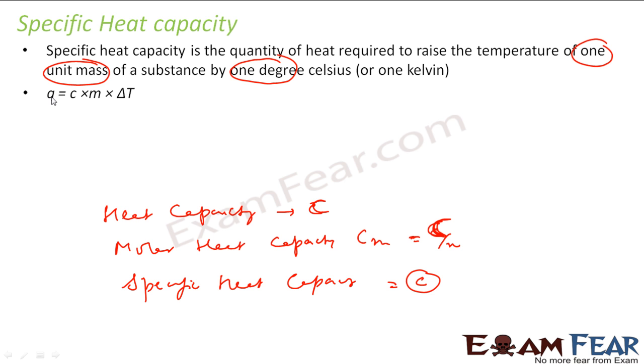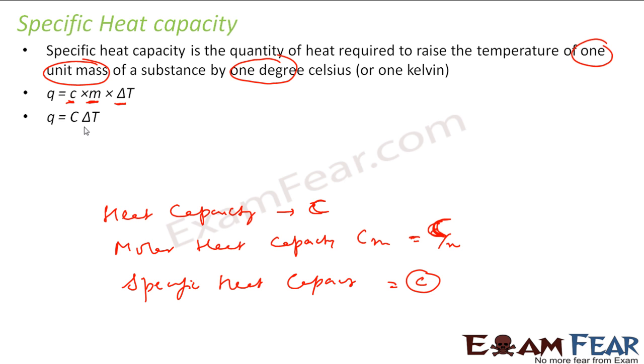So we have got 3 formulas now. The first formula is Q, heat, is nothing but specific heat capacity. Since this was for unit mass, you have to multiply with the mass, into delta T. Why delta T? Because this was for 1 degree Celsius, and you have to multiply with the change in temperature.